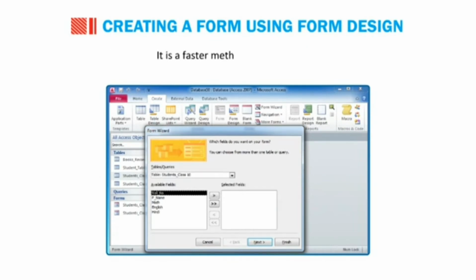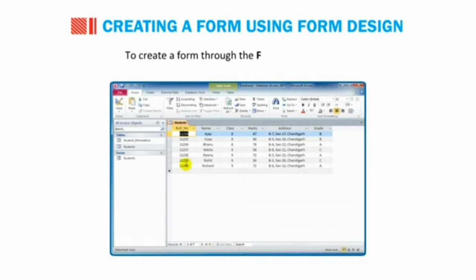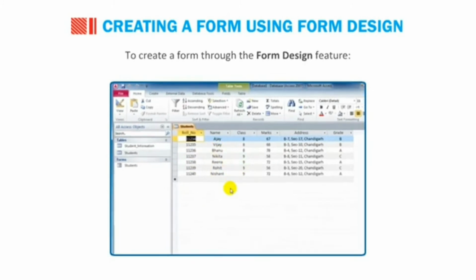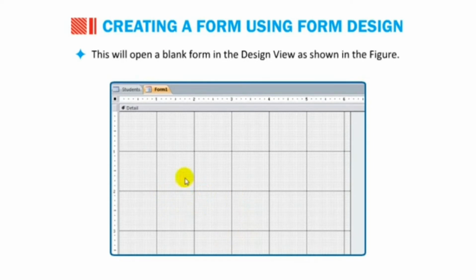It is a faster method to create forms. To create a form through the Form Design feature, select the Form Design button in the Forms group on the Create tab. This will open a blank form in the design view as shown in the figure.